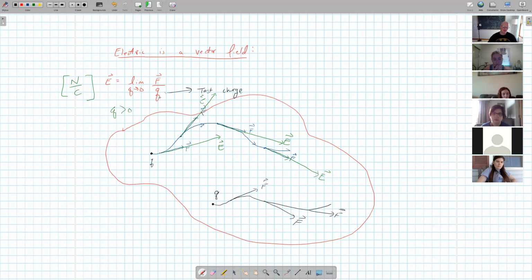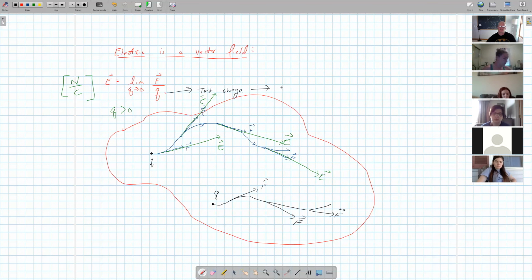Now, why do we take the limit that Q goes to 0? Well, we do that because what we want is for this to be exactly a test charge, which means that when we put in the charge, we don't want it to change the configuration of the electric field. If we put in a much bigger charge, it'll cause the charges which are creating this electric field to move. As those charges move, it destroys the original electric field configuration, which is not what we want. We want to know what that electric field configuration is, which is why we're using this test charge.